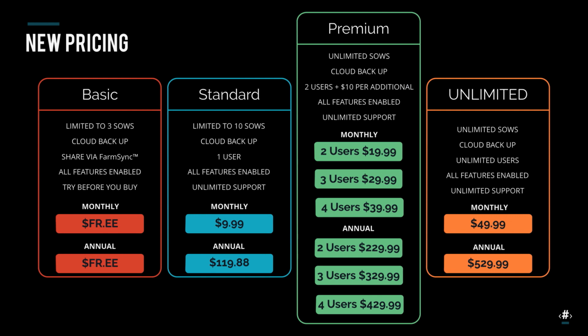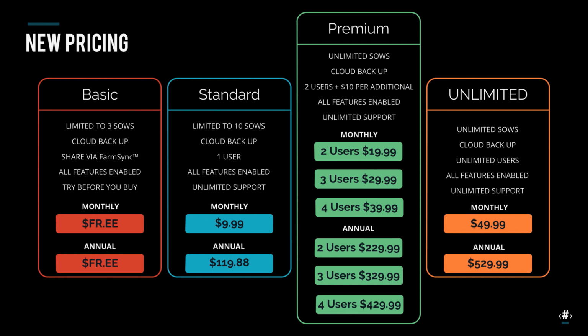Now, if you decide that you want to harness our farm sync technology, or you have more than 10 sows, this is where you would choose the premium level. The premium level allows you to have unlimited sows. We don't care if you have 5 sows, 500 or 5,000. We have a plan for you, and this is where you would select one of those plans. Unlimited sows, you still have the cloud backup, obviously.